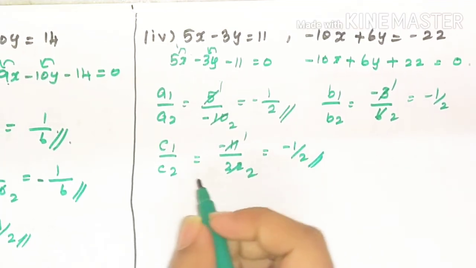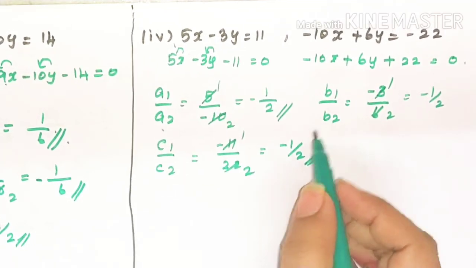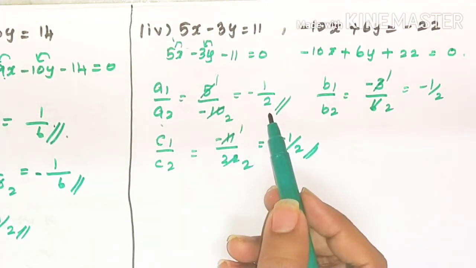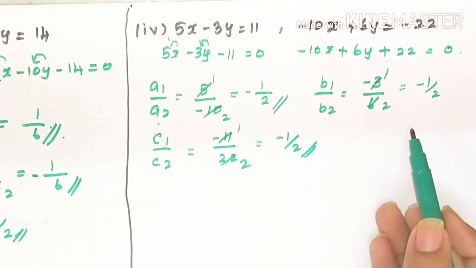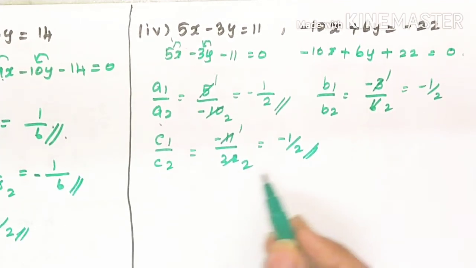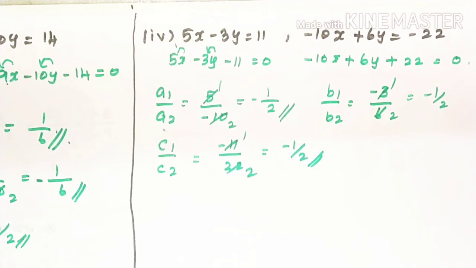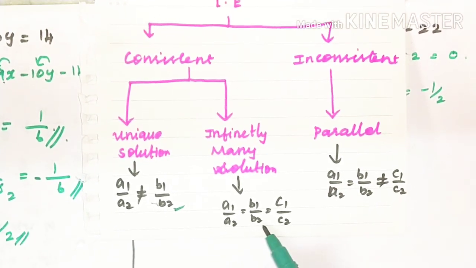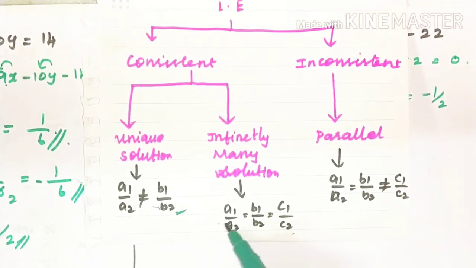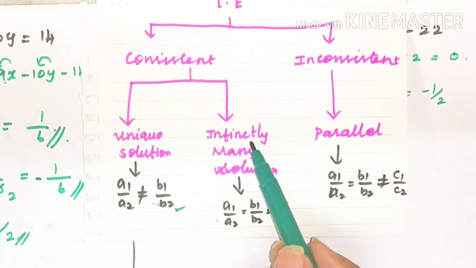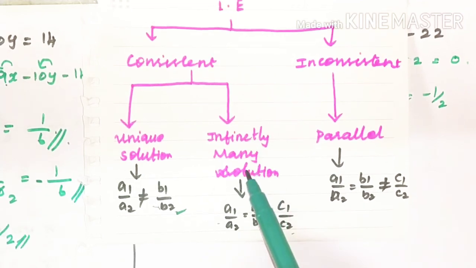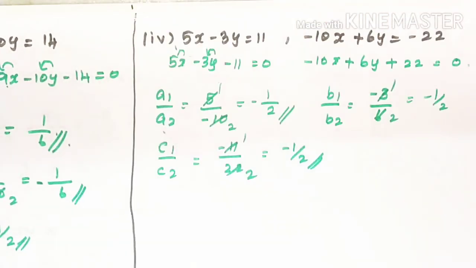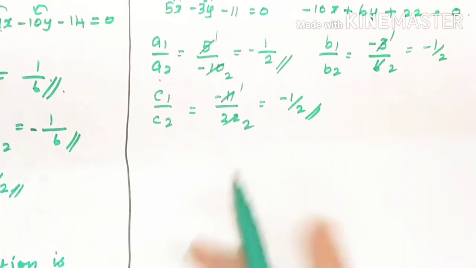So you observe here a1 by a2, b1 by b2, c1 by c2 all are equal. a1 by a2 value is minus 1 by 2, b1 by b2 value is also minus 1 by 2, and c1 by c2 value is also minus 1 by 2. All are equal, what is the condition? a1 by a2, b1 by b2 and c1 by c2 all equal, we can say it is infinitely many solutions. Infinitely many solutions means we can say it is consistent. Therefore the given pair of linear equations is consistent.